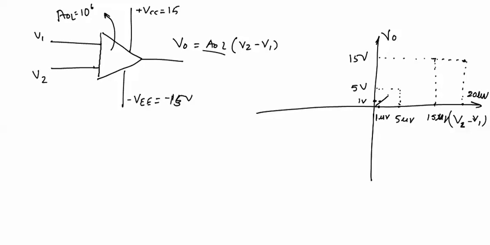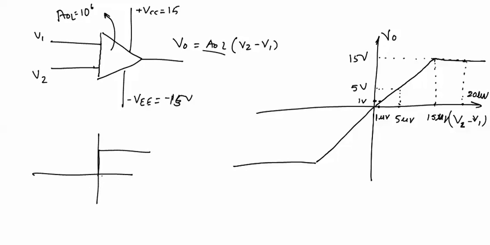Now if we join all the points we get a graph like this, and also in the negative direction we get a graph like this. For an ideal operational amplifier we got a graph like this. So the difference in the transfer characteristics is because of the gain of the operational amplifier.